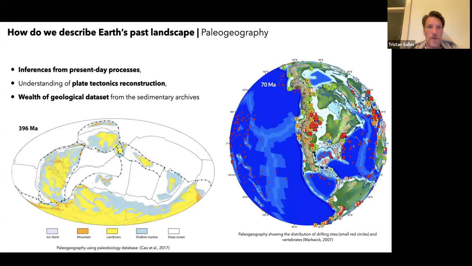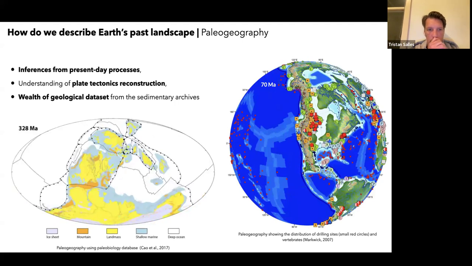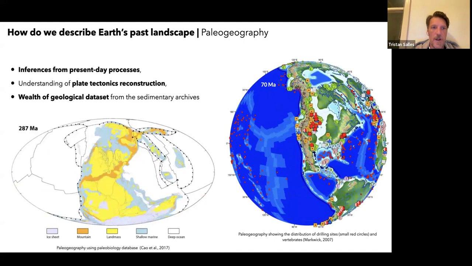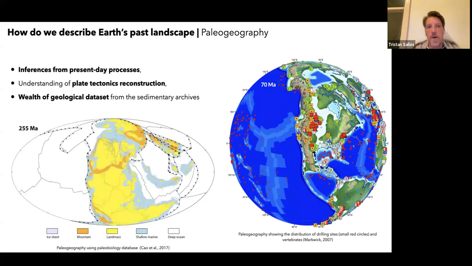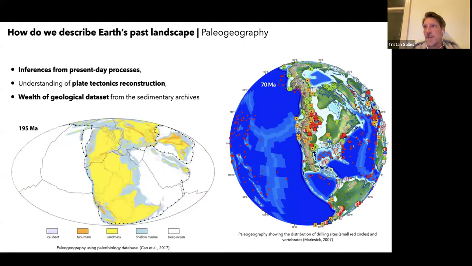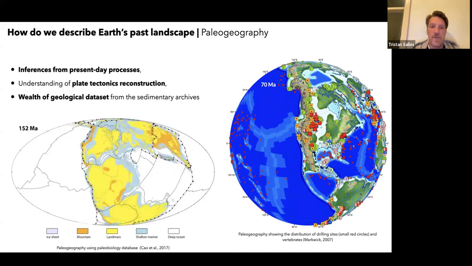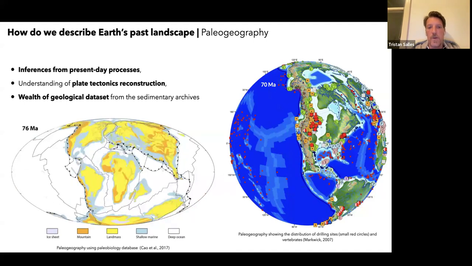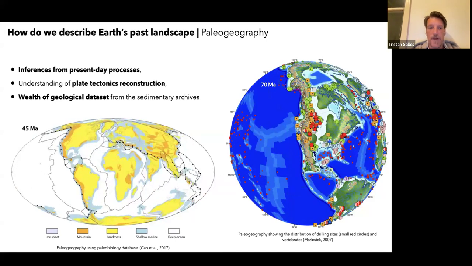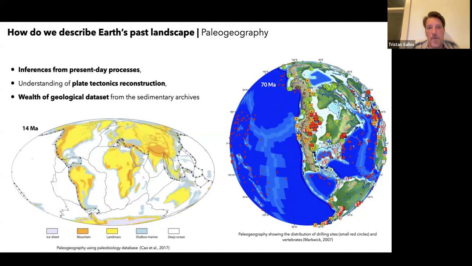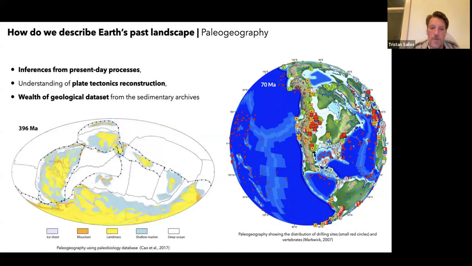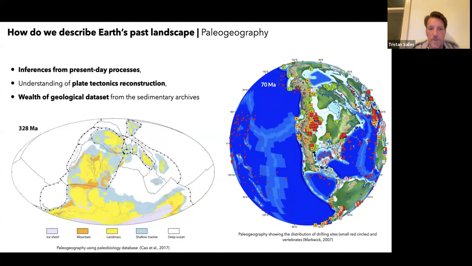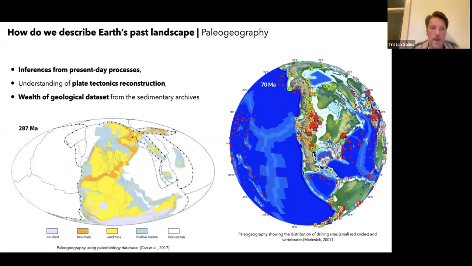When we think about Earth's past landscape, usually we are dealing with a map like this one on the left here, which is basically created by looking, for example, at analogs, looking at present day and trying to make some inference from that. Also based on plate tectonics reconstruction, and of course based on a lot of geological data. So it could be fossil records, it could be stratigraphy.